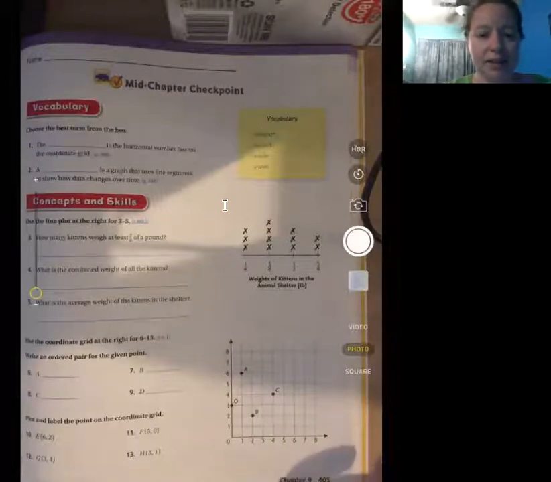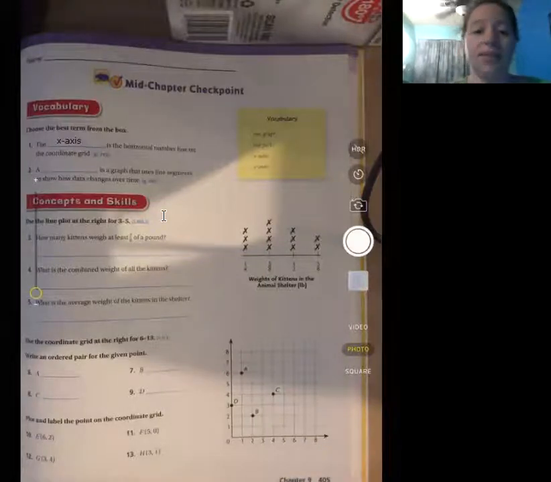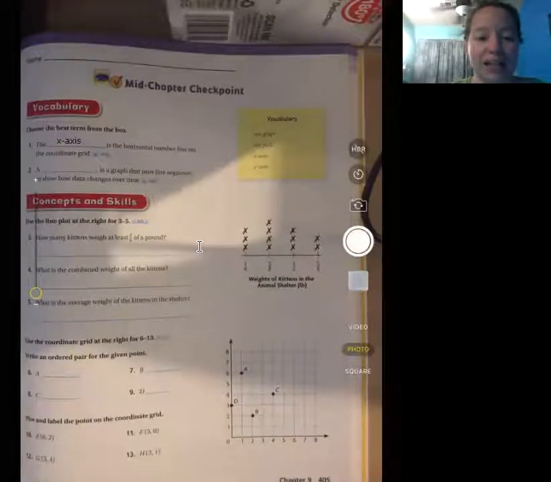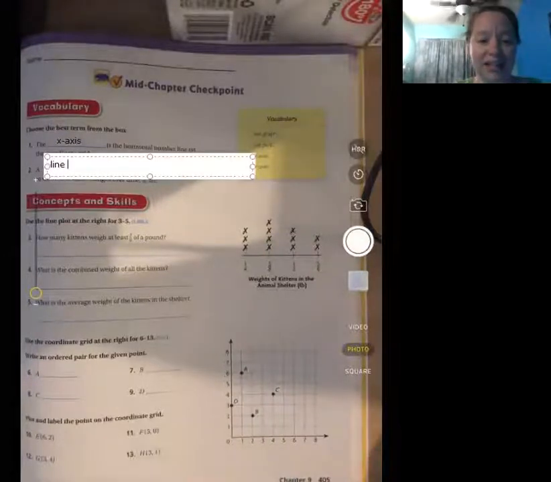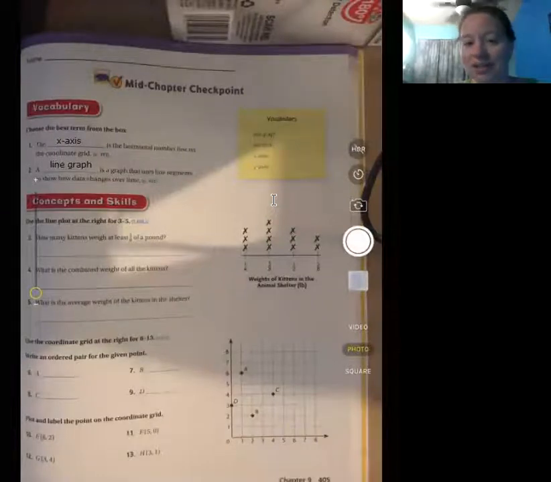x-axis. The one that's vertical, that goes up and down, that is the y-axis. Number 2, a blank is a graph that uses line segments to show how data changes over time. That would be a line graph, because we have lines which are connecting the graph points.